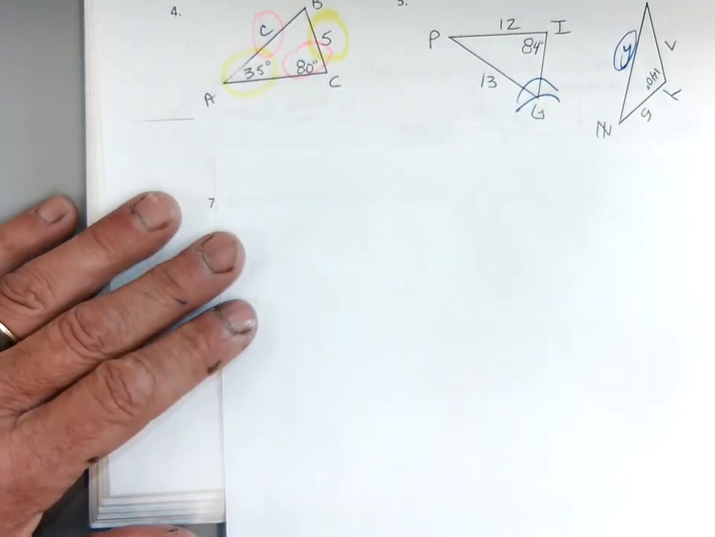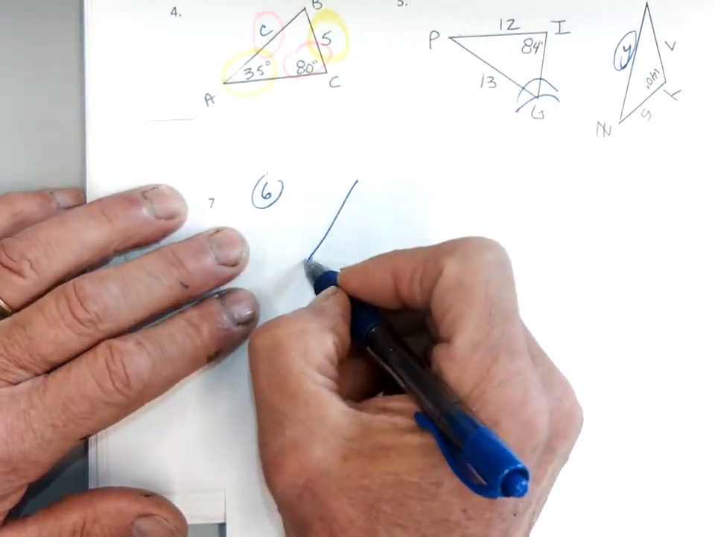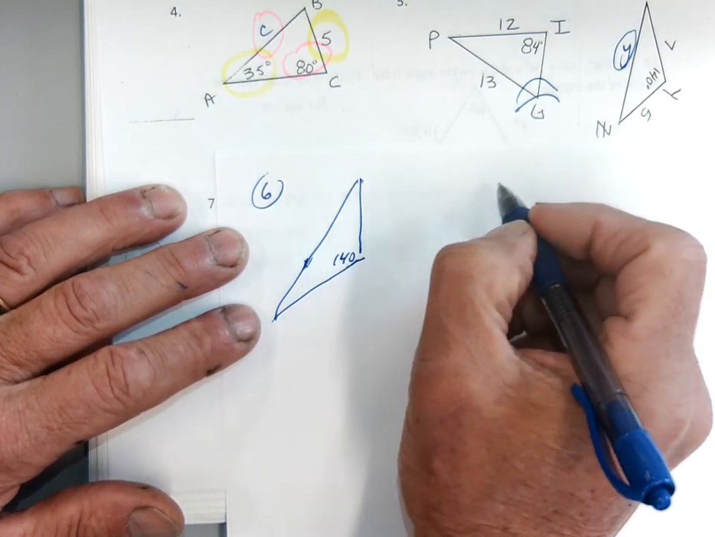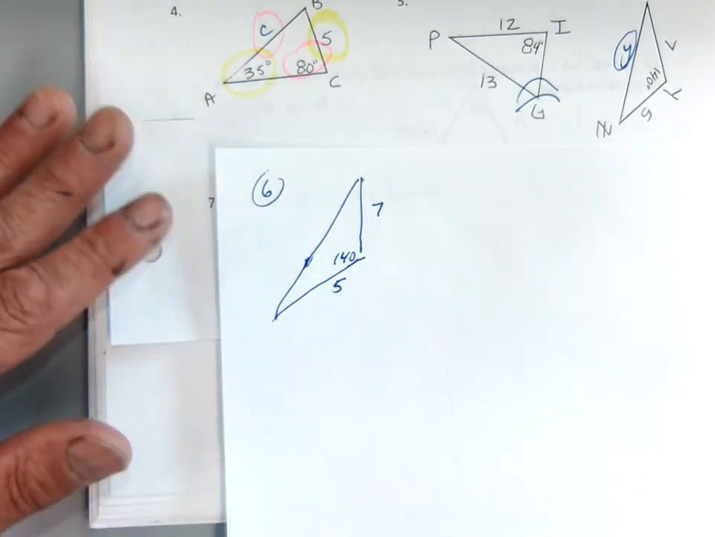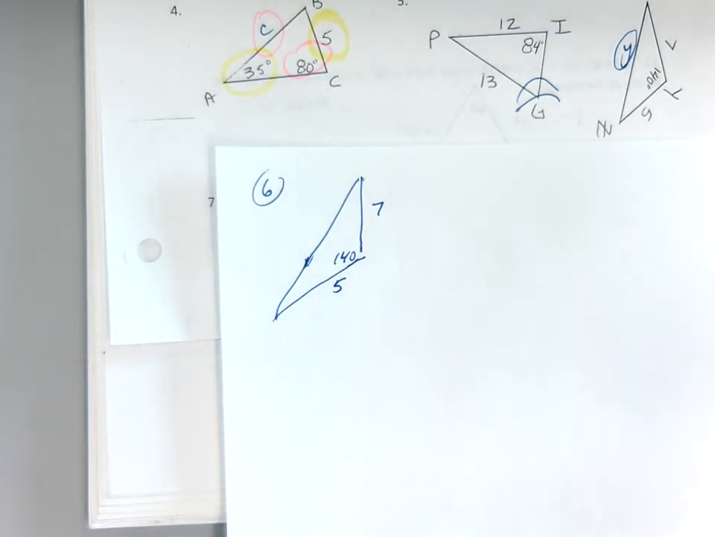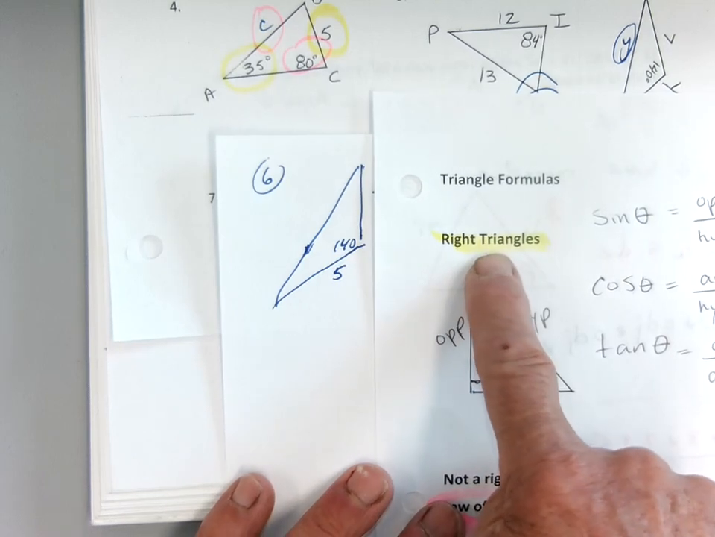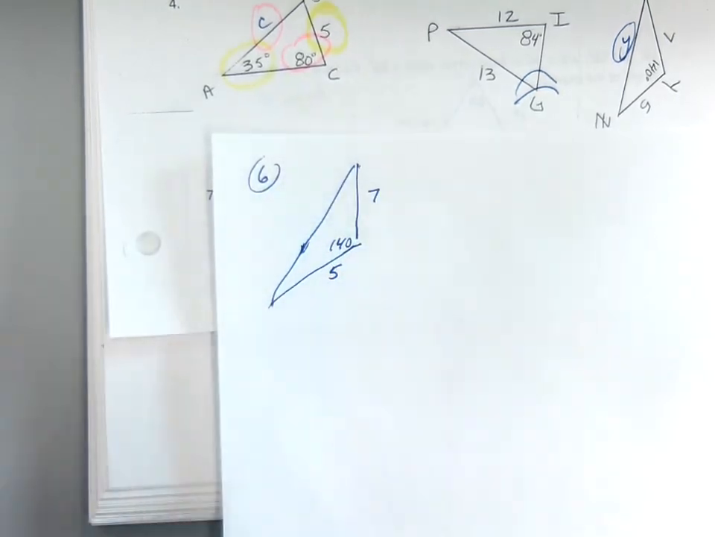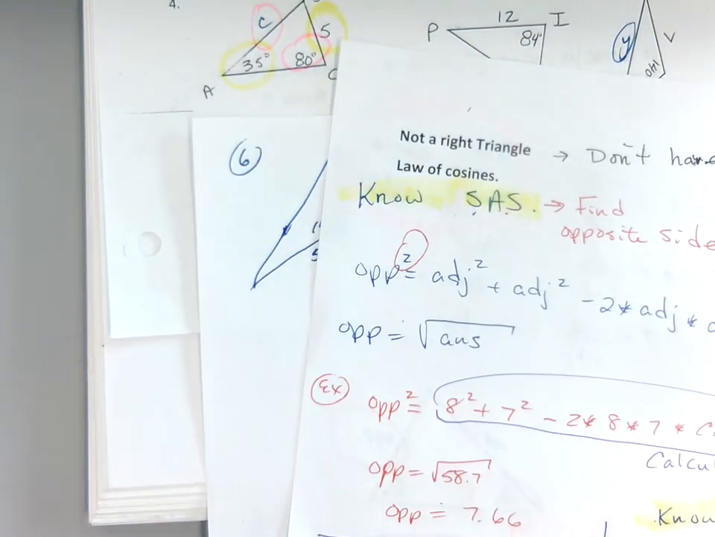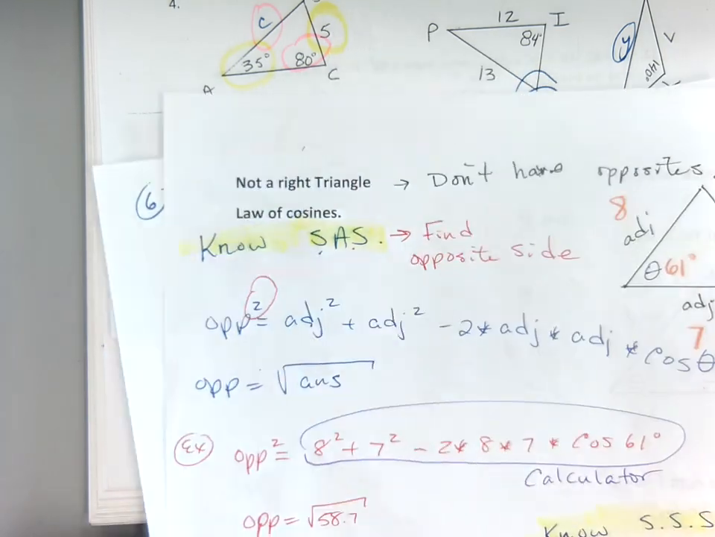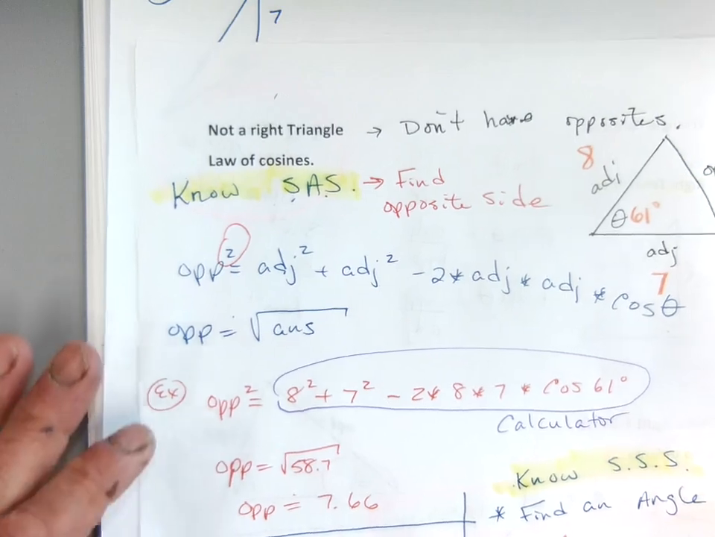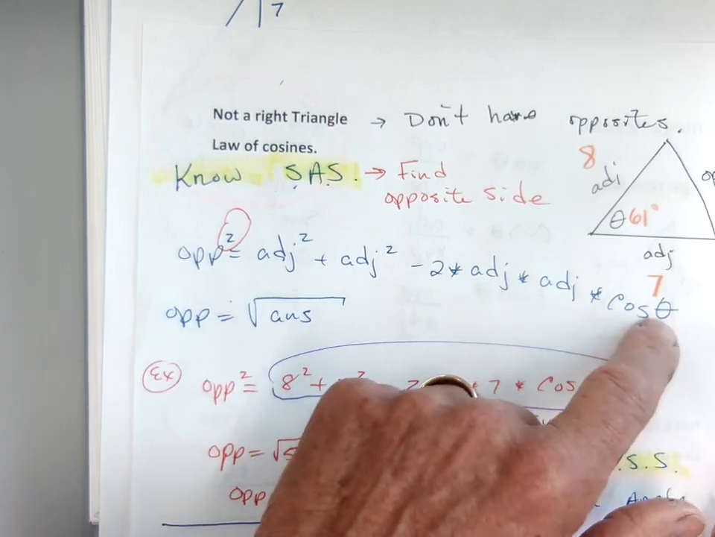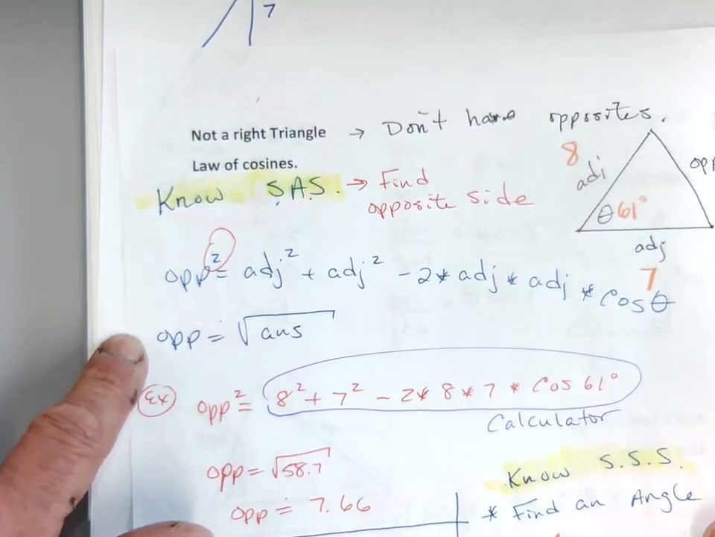Again, let me go ahead and rewrite this triangle. 147, 5. Okay, how do I use my notes? Okay, first of all, it is not a right triangle. Nope. And I do not know a pair of opposites. So then I turn the paper and we look at the law of cosines, which we learned on Friday. It says opposite squared equals adjacent squared plus adjacent squared minus 2 times adjacent times adjacent times the cosine of the angle. Okay, let's see if we can use my formula here.